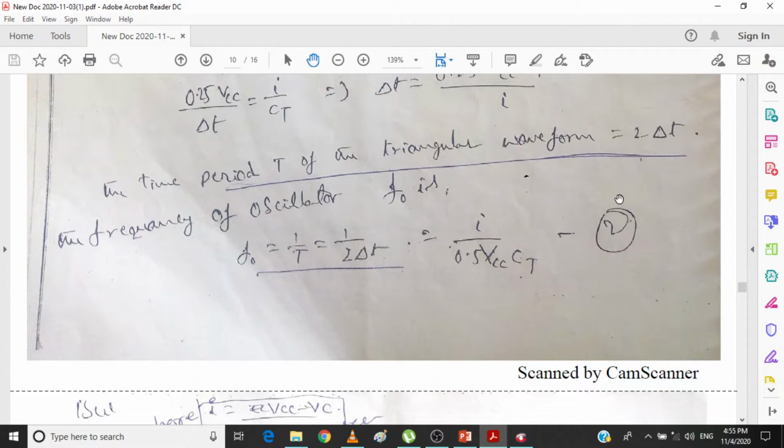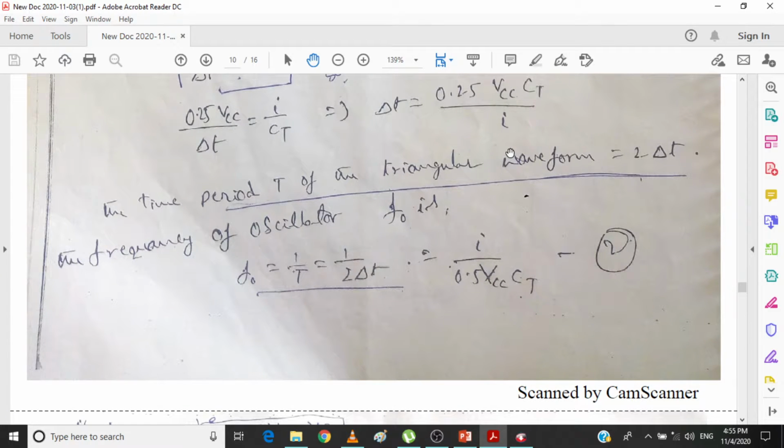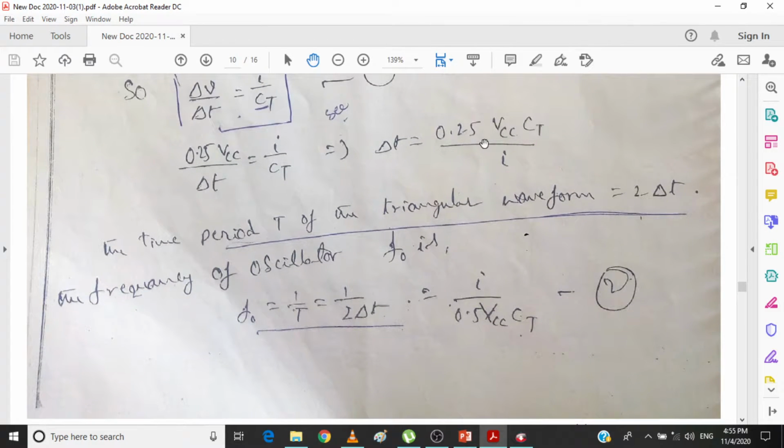So here the time period of the triangular waveform, what we are seeing from the VCO, is twice the delta t. So we know that delta t is nothing but 0.25 VCC into CT by I. Just substitute that value, you will come across 1 by T equals 1 by 2 delta t equals I by 0.5 VCC into CT. So f naught is nothing but the reciprocal of the time period. So the time period is nothing but twice the delta t, and this is what we are having.